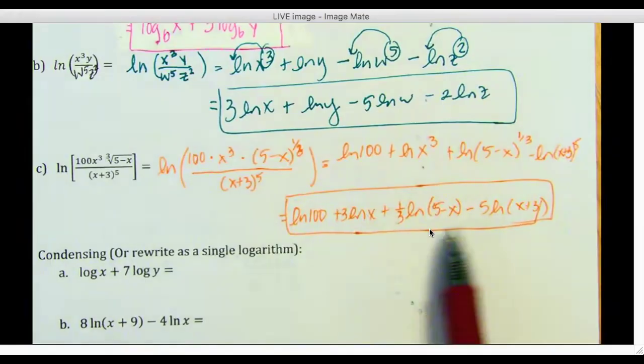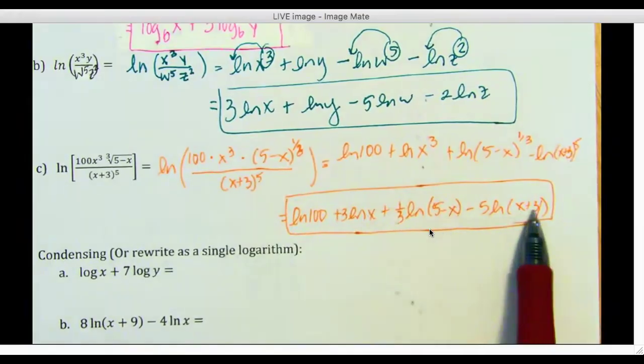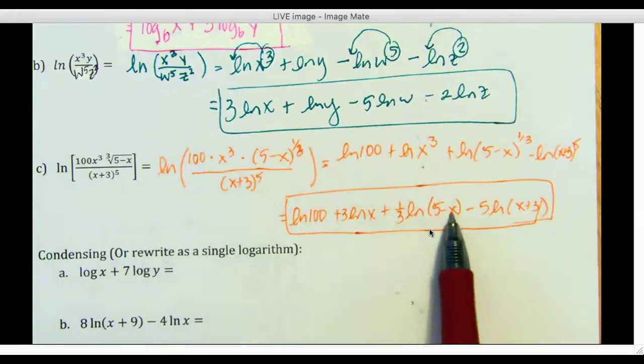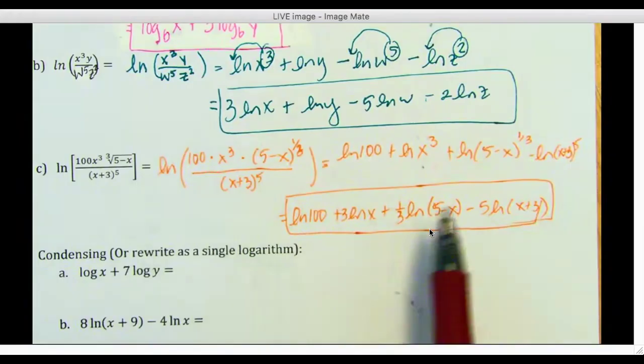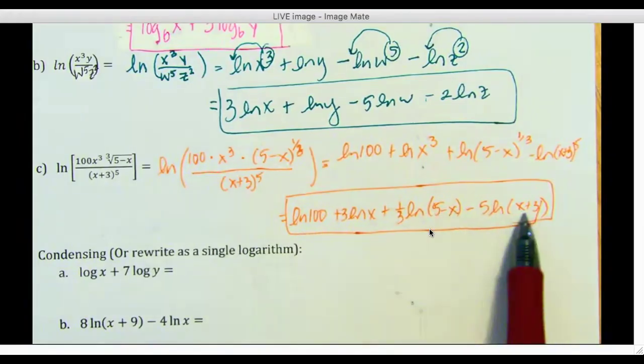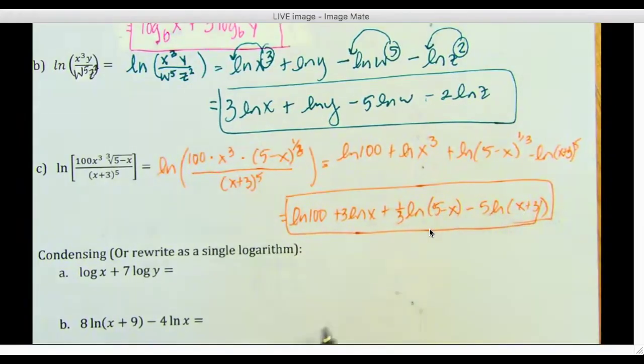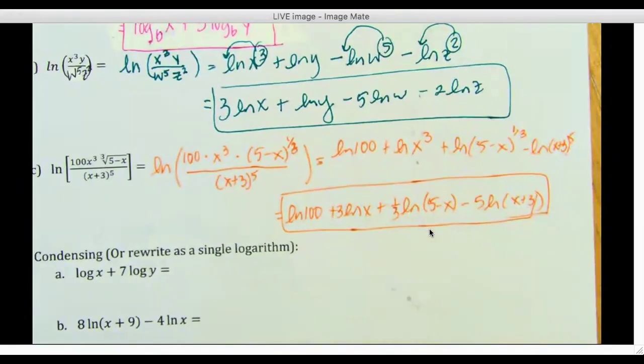Another question I'll sometimes ask is, can we separate these terms? No. If you have something subtracted or added inside your parentheses, those are stuck together. If they were divided or if they were multiplied, then I could expand to subtraction. But if you have a single term here that's subtracted, I can't split that up.